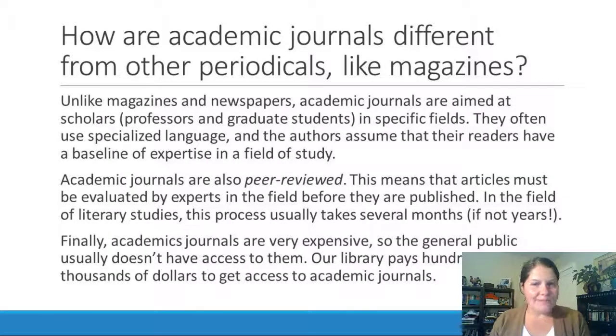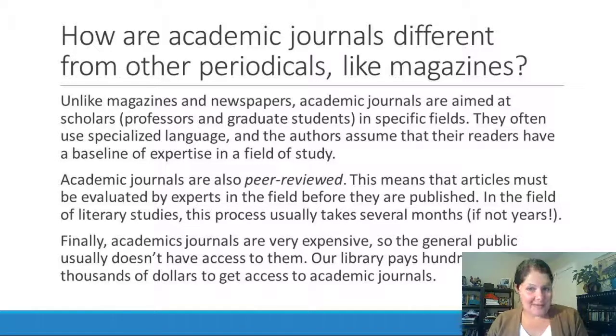And then the last question that I want us to consider is, how are academic journals different from other periodicals, such as magazines? There are a couple of ways that they're different. One difference is their audience. Unlike magazines or newspapers, which are aimed at a general audience, academic journals are aimed at scholars. This means usually professors and also graduate students, and also some upper division undergraduate students in specific fields. So they're not aimed at a general audience. They're aimed at a highly specific audience.